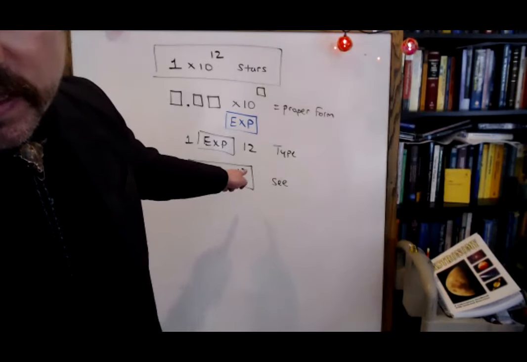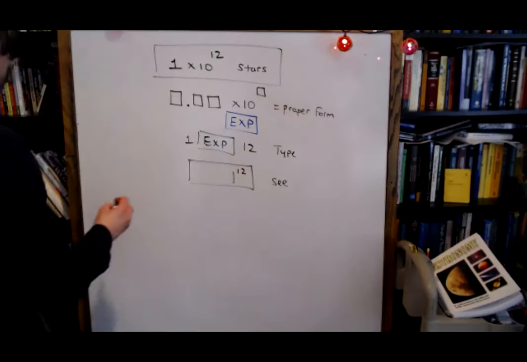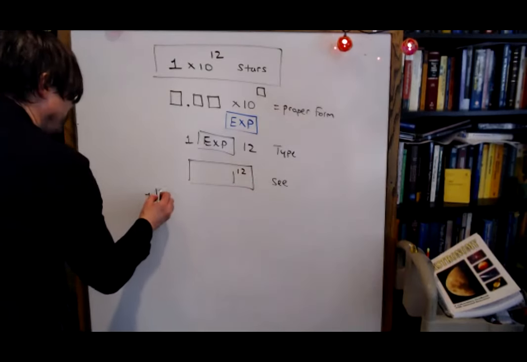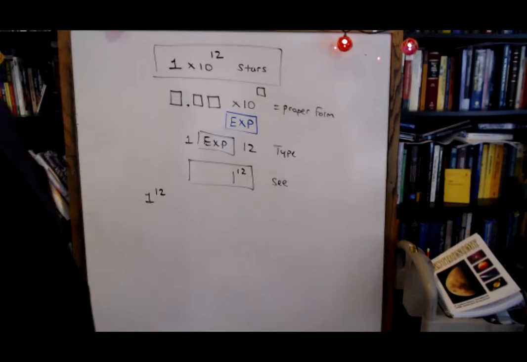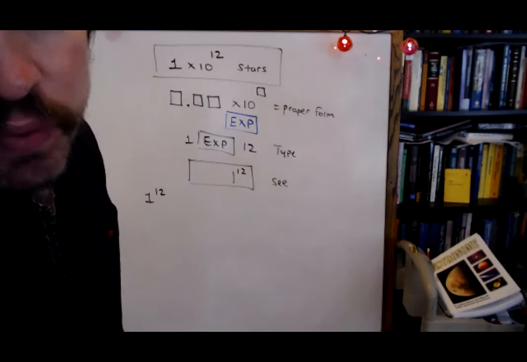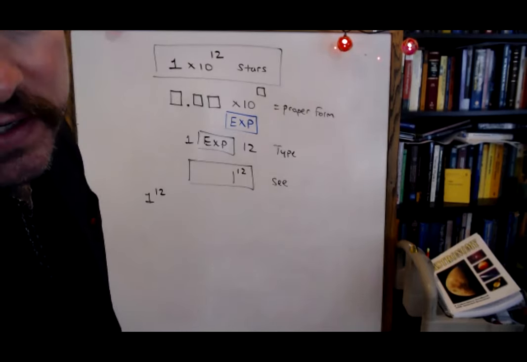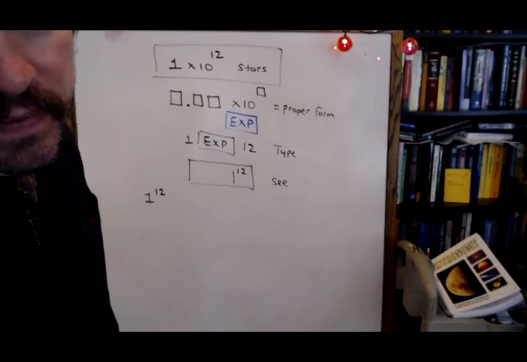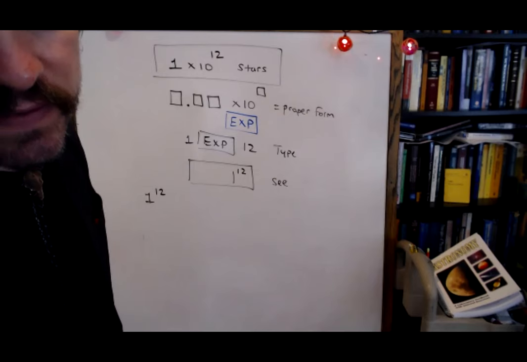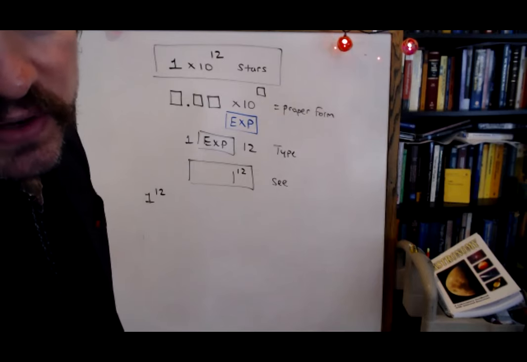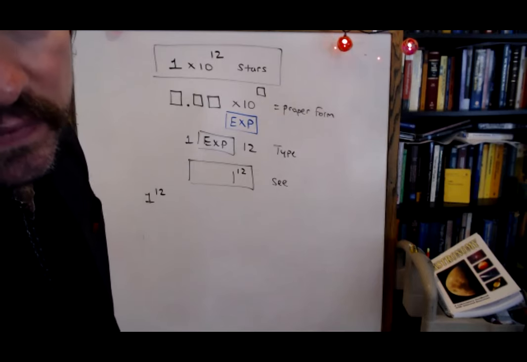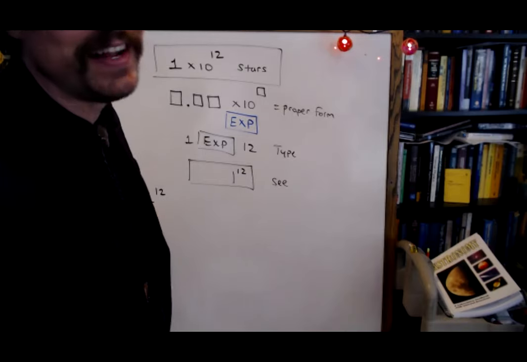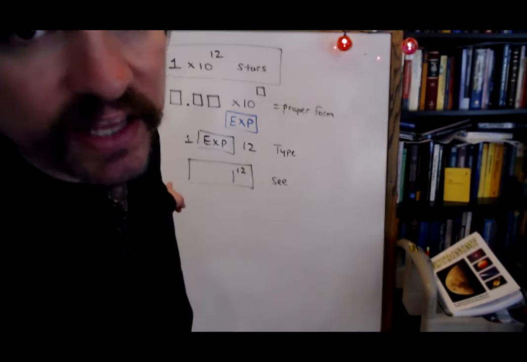I gotta make this explicit. If you write this down, unfortunately for you guys, I speak math. And I will read that as 1 to the power of 12. Does anyone know what 1 to the power of 12 is? 1. That's right. Is 1 the same thing as a trillion? No.